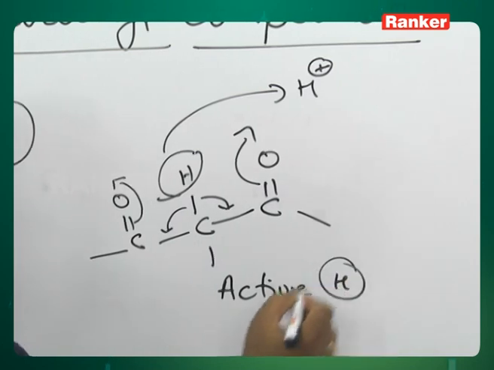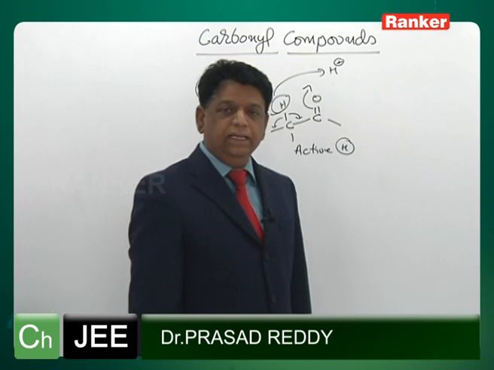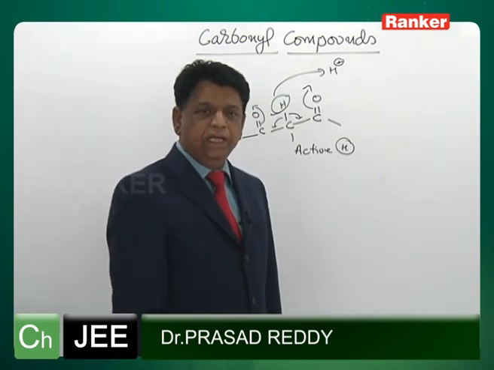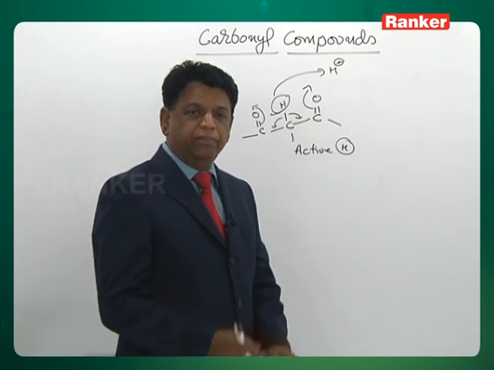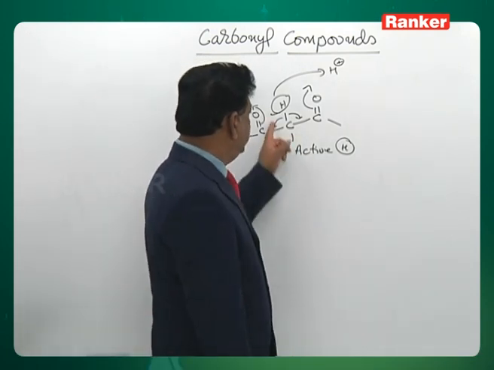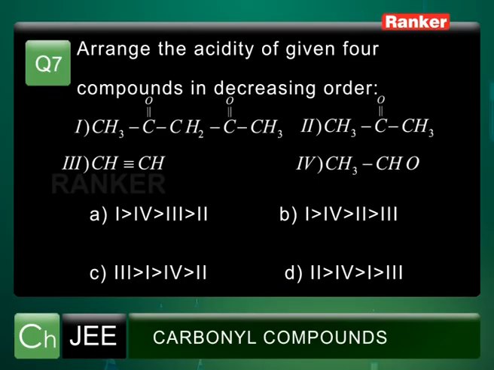This is more acidic than the simple one carbonyl group. So in decreasing order, first you have to arrange number one, the diketone containing CH2 in between, that is called the active methylene group, as the most acidic. It is followed by 4, the acetaldehyde, and in acetone one carbonyl group is shared by 6 hydrogens, so the acidity will be less. So 1 is followed by 4, and 4 is followed by 2, that is acetone.